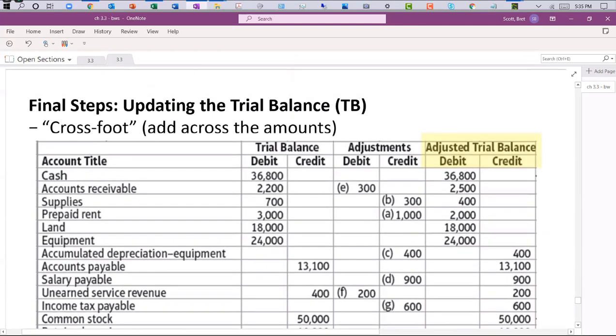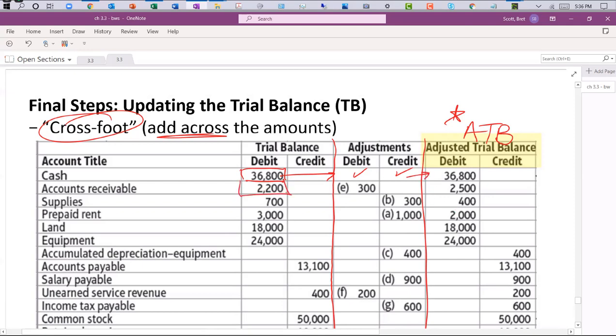After we've done all that, we want to do what's called crossfoot, which is adding across the amounts. And this is the process. Ultimately, the adjusted trial balance columns are what we want to use to create the financial statements. To get the balances over on the far right-hand side, we need to add from left to right. So we'll start with the cash account. Notice that it starts off with a debit balance of 36,800. We want to go over to the adjustments column and ask ourselves, was anything debited to increase it or credited to decrease it? Nothing was changed here, so we're just going to bring over the full 36,800.